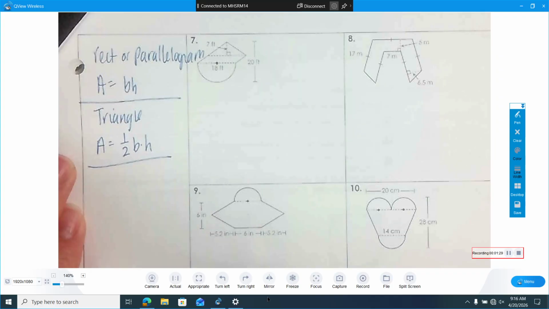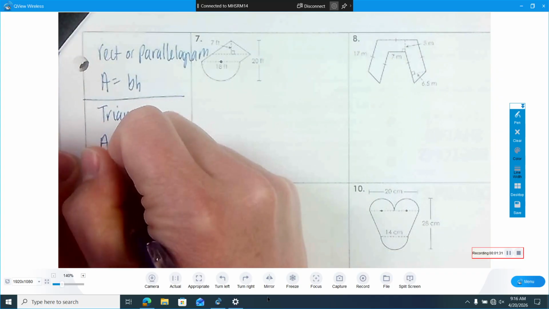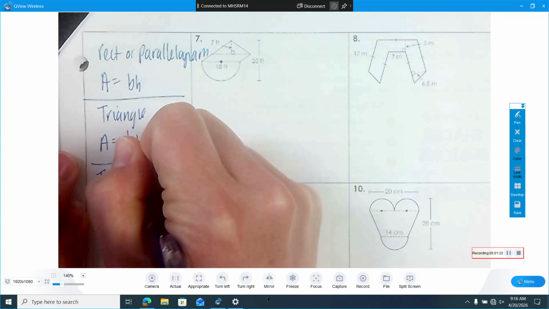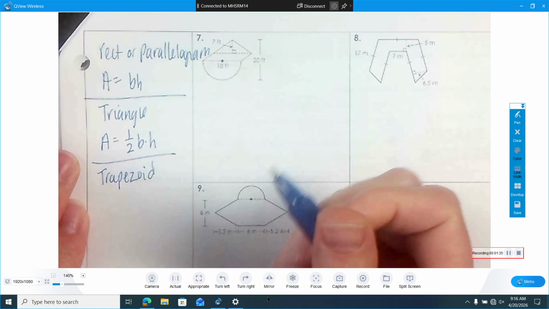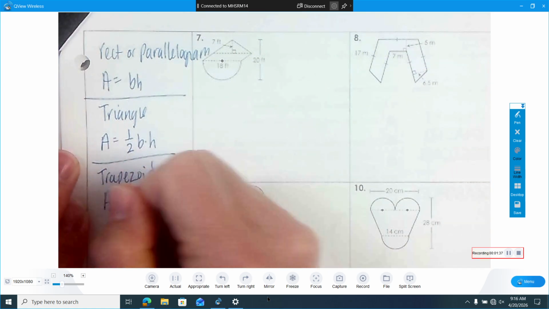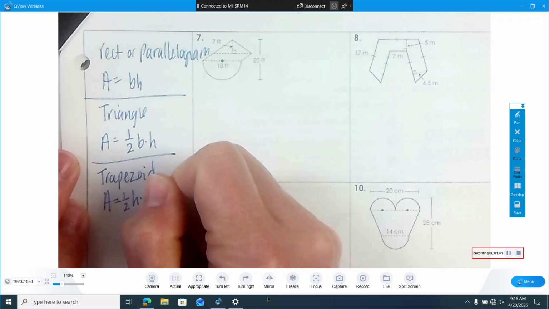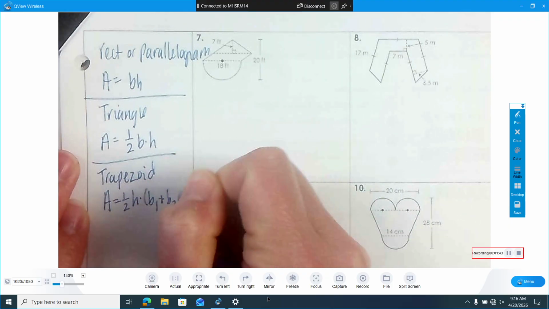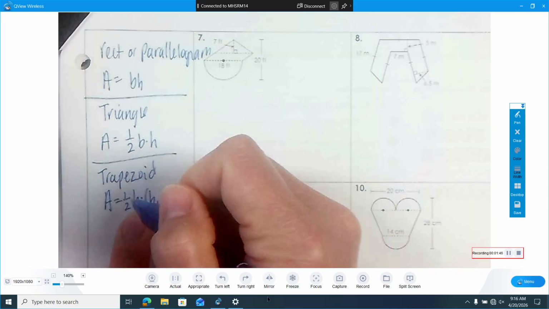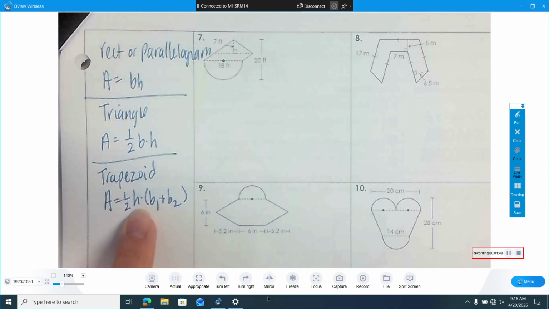We also have a trapezoid, T-R-A-P-E-Z-O-I-D. The trapezoid has an area, that's a complicated one. What's that? Base 1 plus base 2. Very good. 1/2 the height times base 1 plus base 2. And those parentheses around those bases are the super important part there. So that's really good.